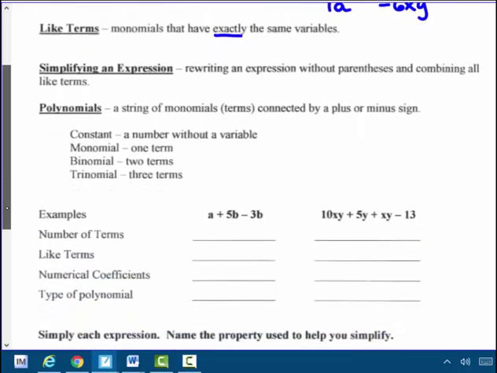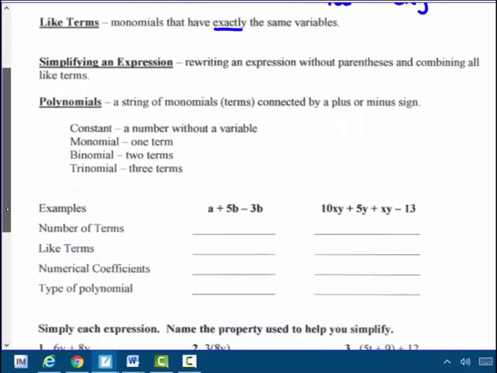Simplifying an expression, rewriting an expression without parentheses, and combining all the like terms. Polynomials are a string of monomials. Monomial is another word for term. Polynomial is a string of terms connected by a plus or a minus sign. So a constant is a number without a variable. A monomial is a one-term thing. One term. So you could also say term is also called a monomial if it's a single term.